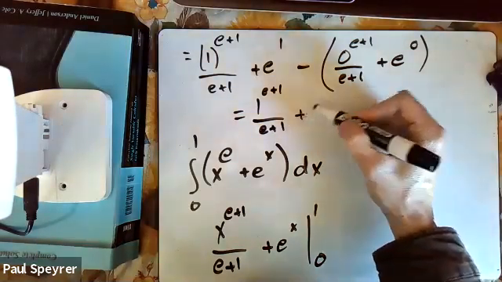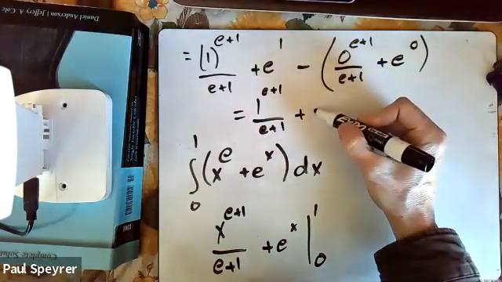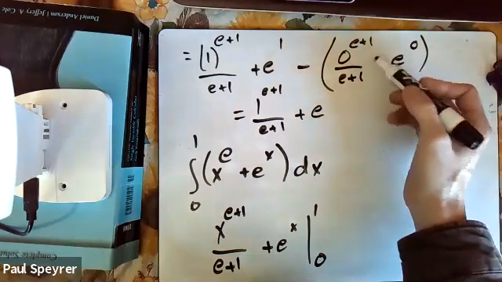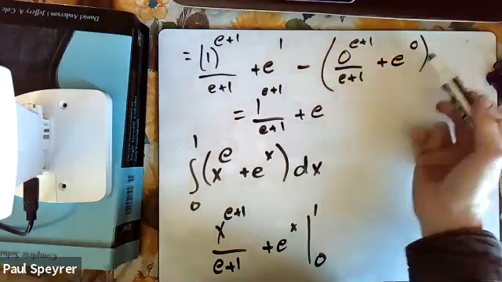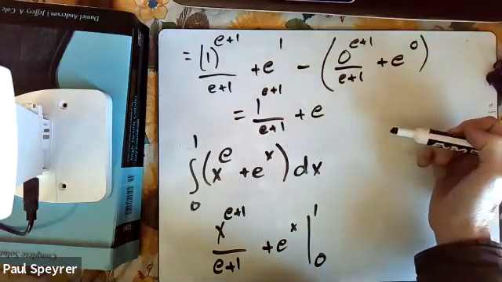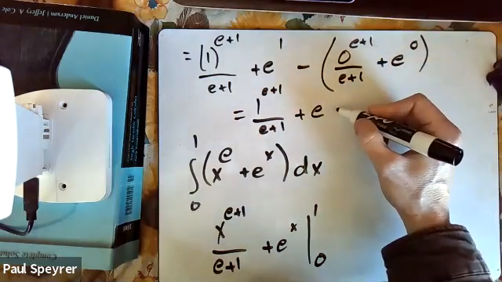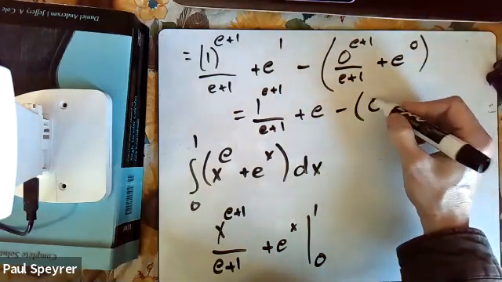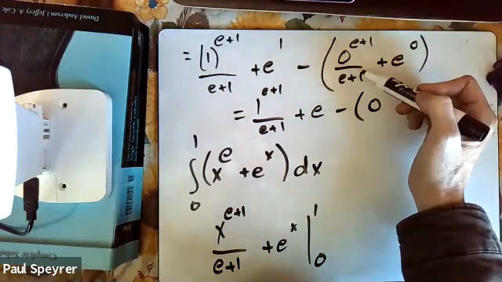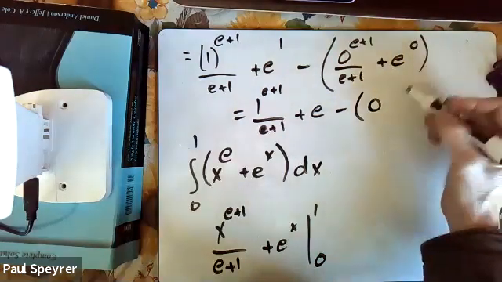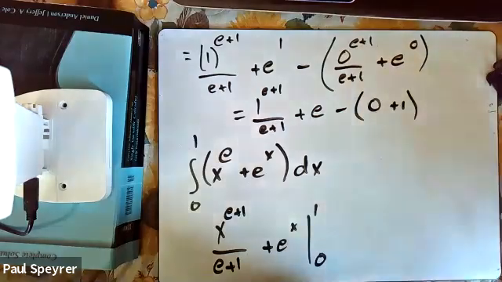And then we have plus e to the first, which is e. Now, what happens with the bottom limit? Be very careful right here because I know some people want to say, oh, it's all 0. No, it's not. This first one is 0 because 0 divided by e plus 1 is 0. But what's something raised to the 0 power? That's 1.